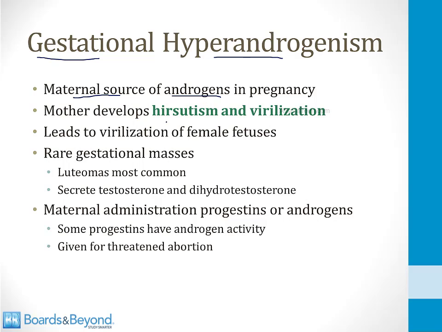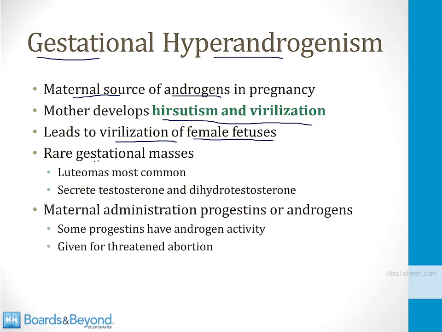So typically during pregnancy, the mother develops hirsutism and virilization. This means she may have facial hair growth, her voice may deepen, and she may develop acne. This is all from high androgen levels during pregnancy. In addition, if she happens to have a female fetus in her belly, this will lead to virilization of the female fetus. So what can cause this during pregnancy?